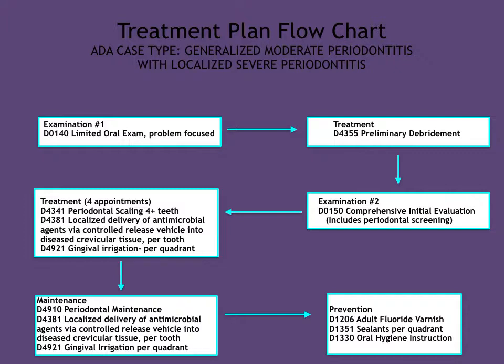We will have 4 treatment appointments, D4341, periodontal scaling for 4 or more teeth. We will also provide D4381 at each visit, which is localized delivery of antimicrobial agents via controlled release vehicle into diseased crevicular tissue per tooth. At each visit, we will also provide D4921, gingival irrigation.